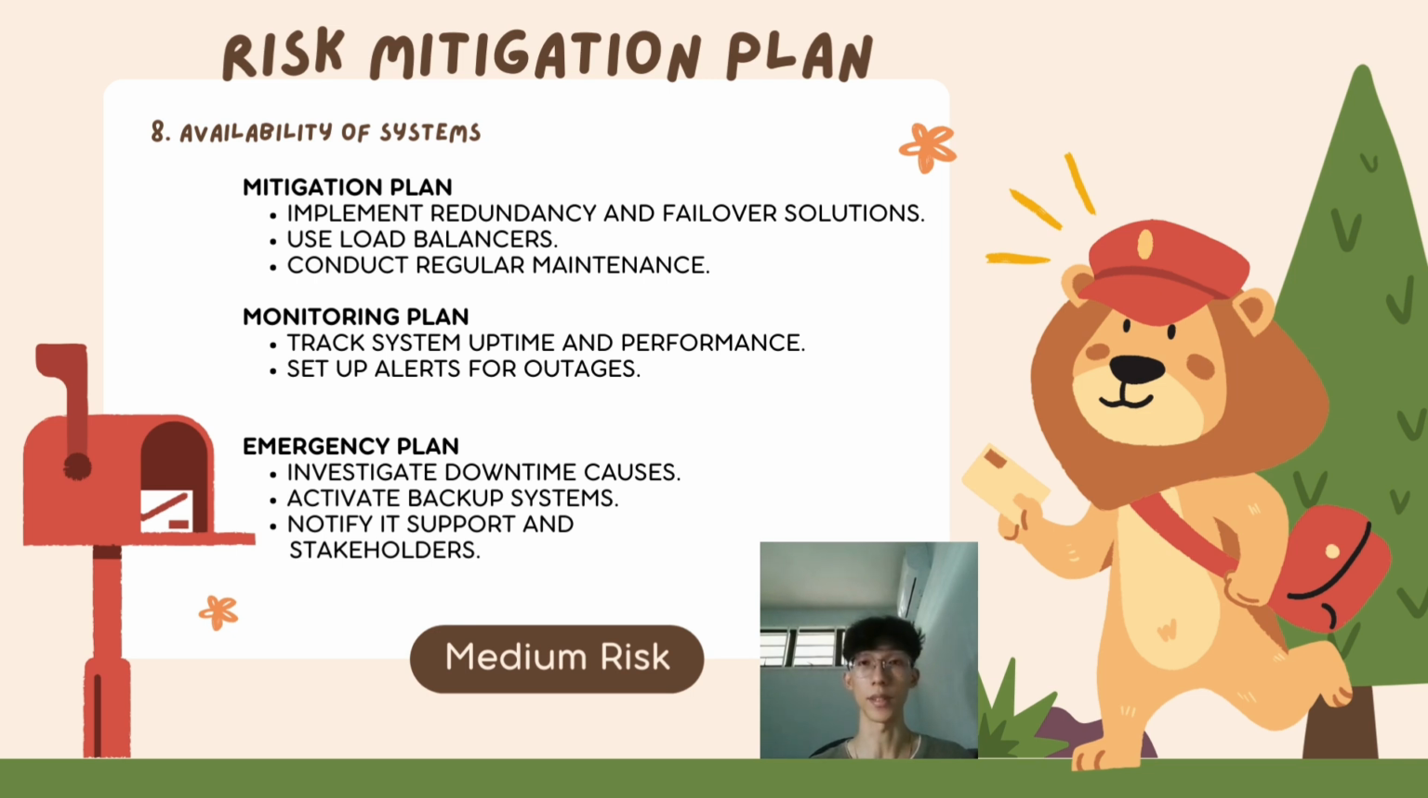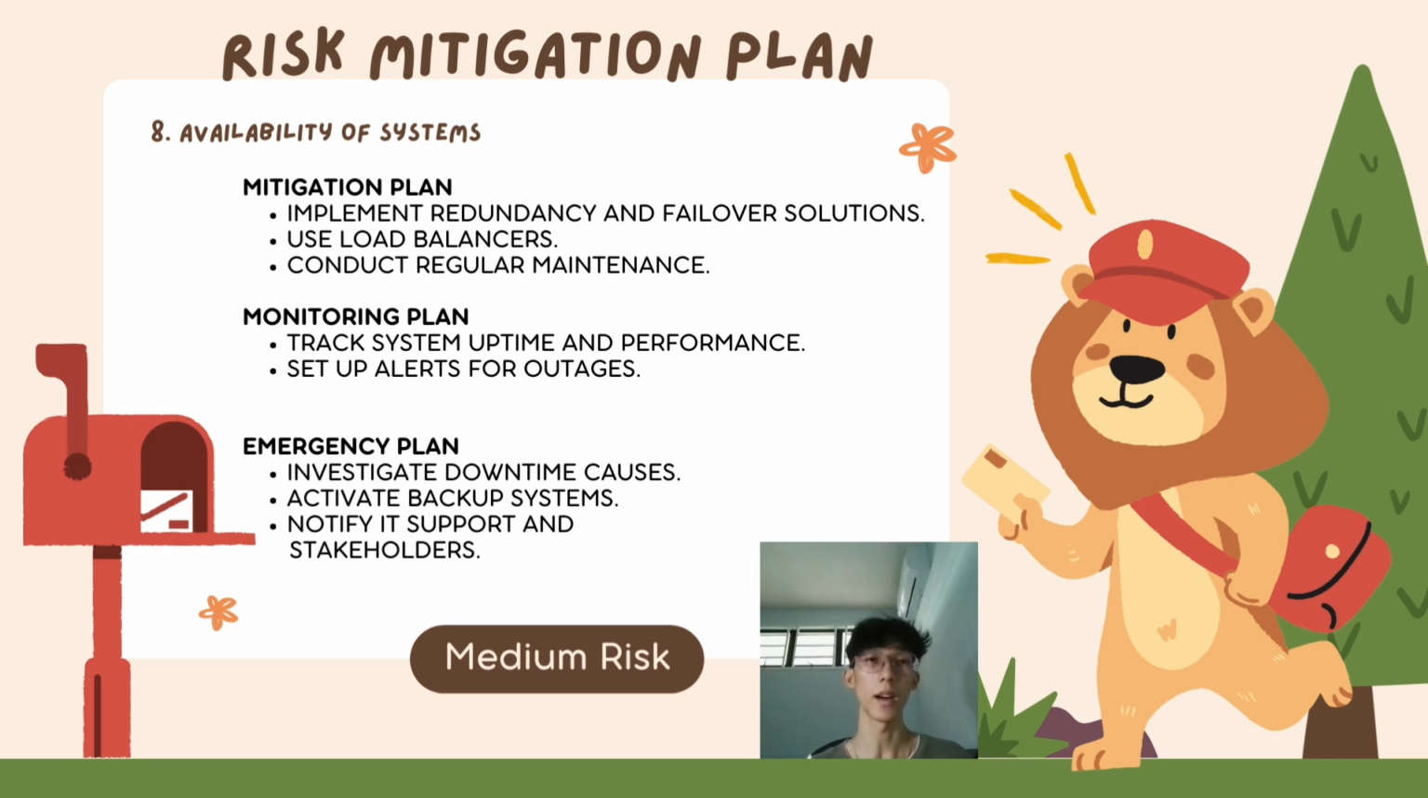So in order to mitigate the risks associated with the system vulnerability, first the company could implement robust strategies such as redundancy and failover solutions. By duplicating critical components and services, organizations can ensure that if one fails, another takes over seamlessly as a backup, and utilize load balancers to evenly distribute the traffic across multiple servers, preventing overload and optimizing the performance. Next, conduct regular maintenance and updates to address the vulnerabilities and optimize the system performance, thereby minimizing the risk of unexpected downtime.